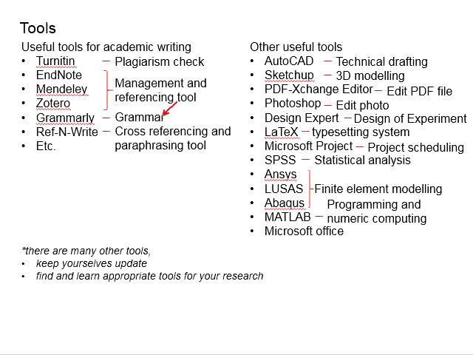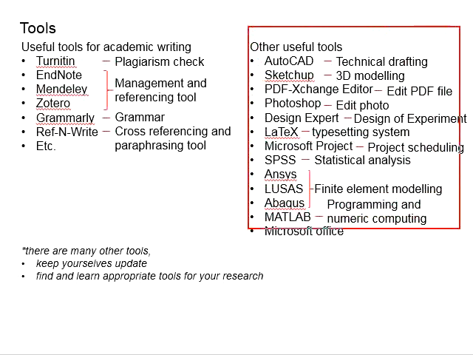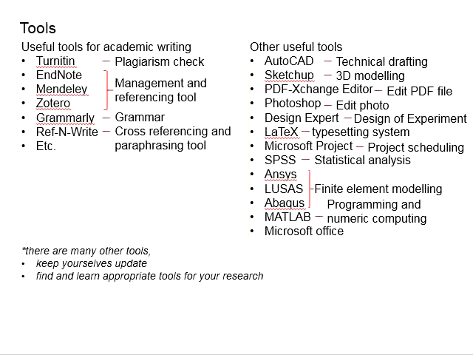Next are the grammar checking tools. There are quite a number of them, which you can acquire from the internet. One of them is Grammarly. And then there are cross-referencing and paraphrasing tools, which are Left and Right. Other than that, there are more useful tools related to the engineering research that you can use in producing your technical writing, such as AutoCAD. It is a good tool for you to do technical drafting.